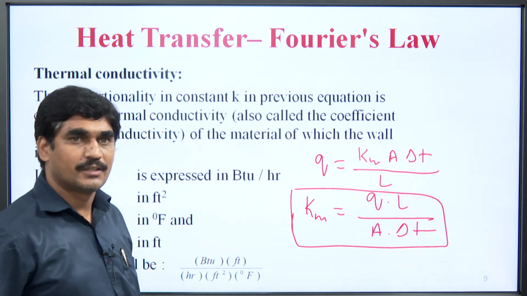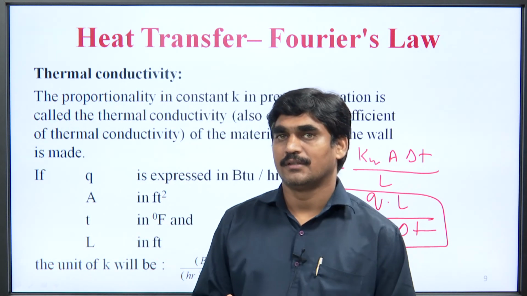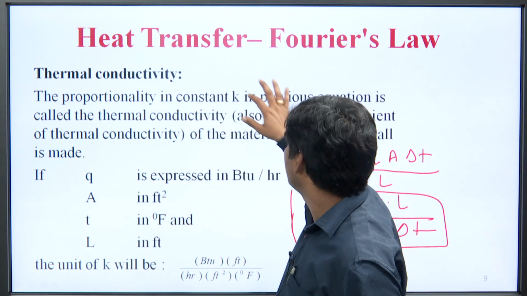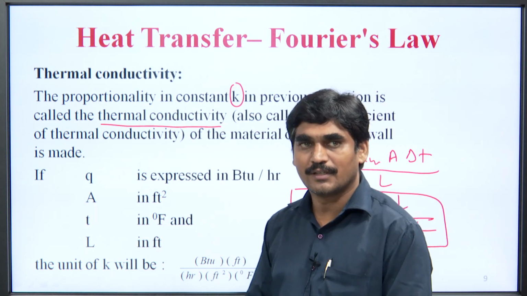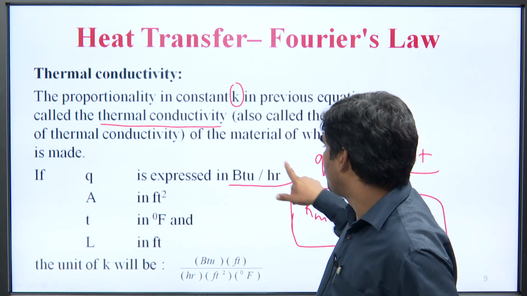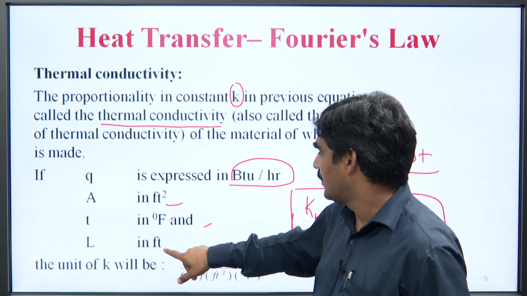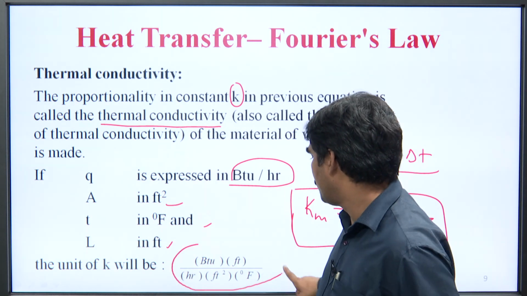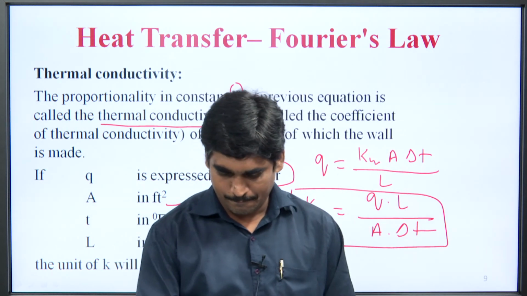With the help of this equation we can determine the unit of proportionality constant K. This K is also called thermal conductivity or coefficient of thermal conductivity. Q is expressed in BTU per hour, A in square feet, T in degree Fahrenheit and L in feet. So, the unit of K will be BTU feet per hour feet square degree Fahrenheit.